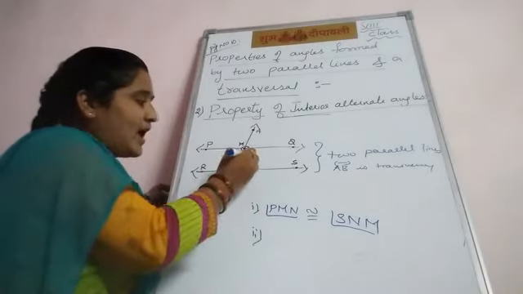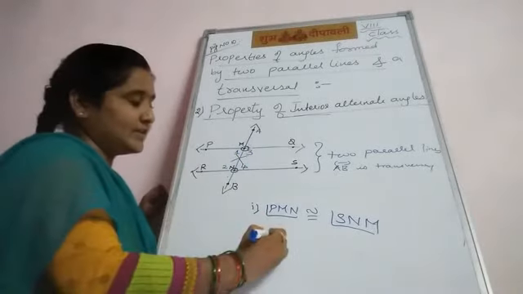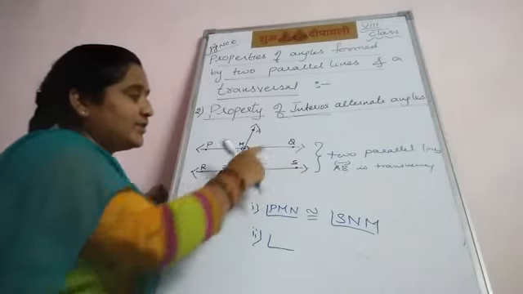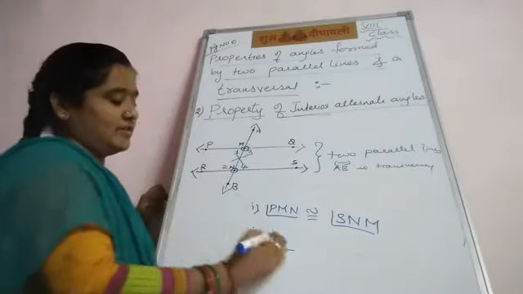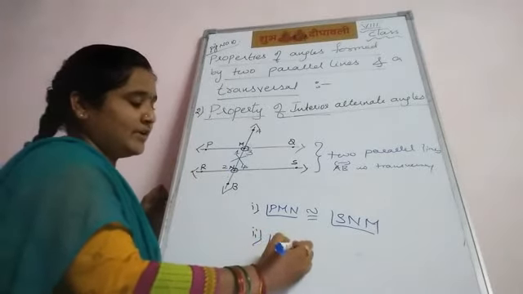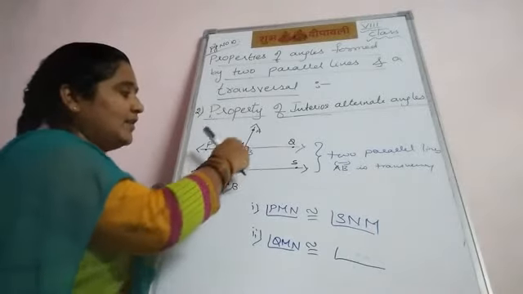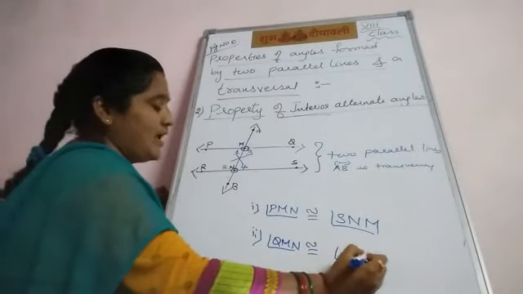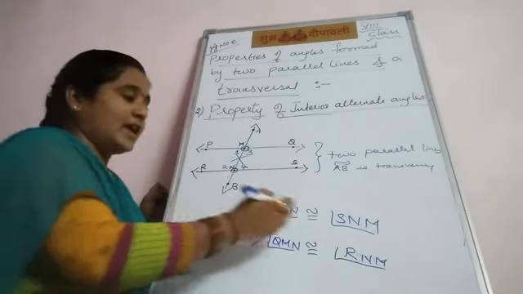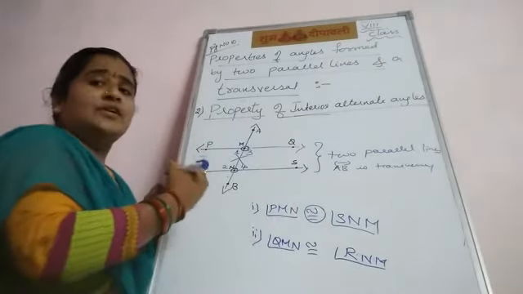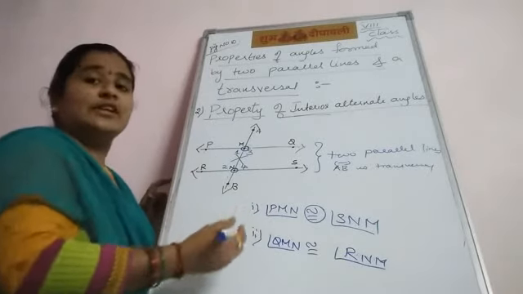Second pair. Angle 3 and angle 2 are the interior alternate angles. Angle 3, how are you going to write? By using three letters. Angle QMN is congruent to angle RNM. These are the two pairs of the interior alternate angles. This congruent symbol you learned in 8th class, congruence of triangles. Congruent means what? Equal.